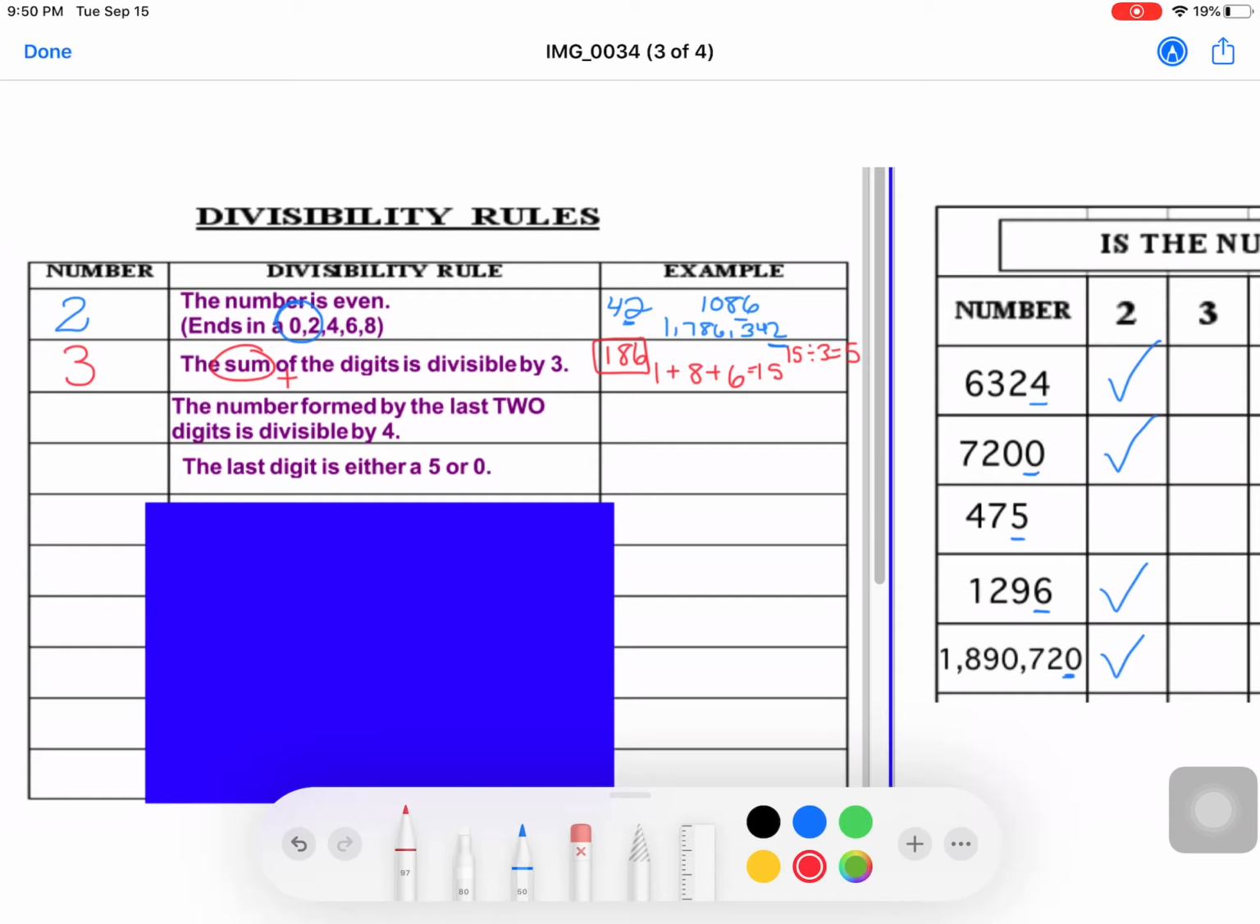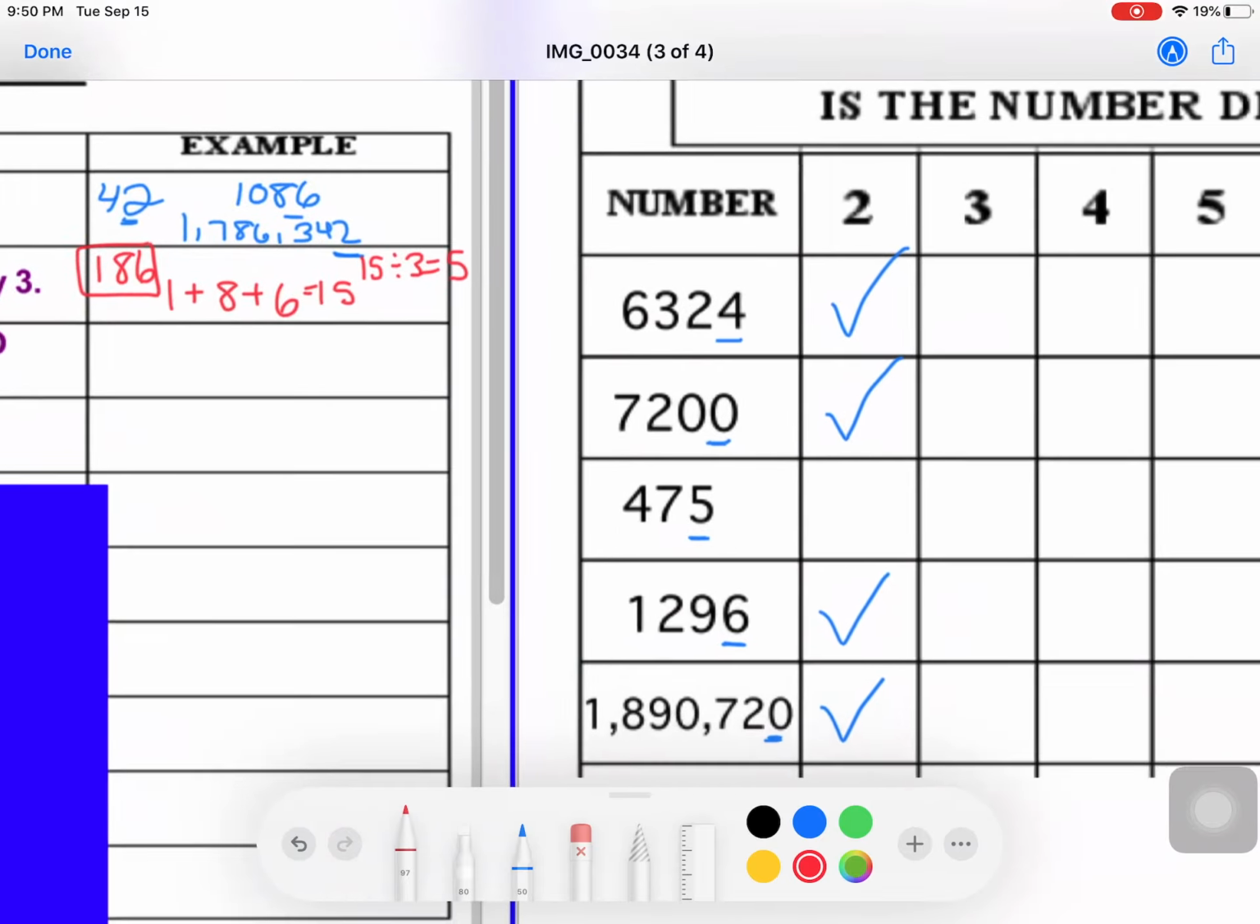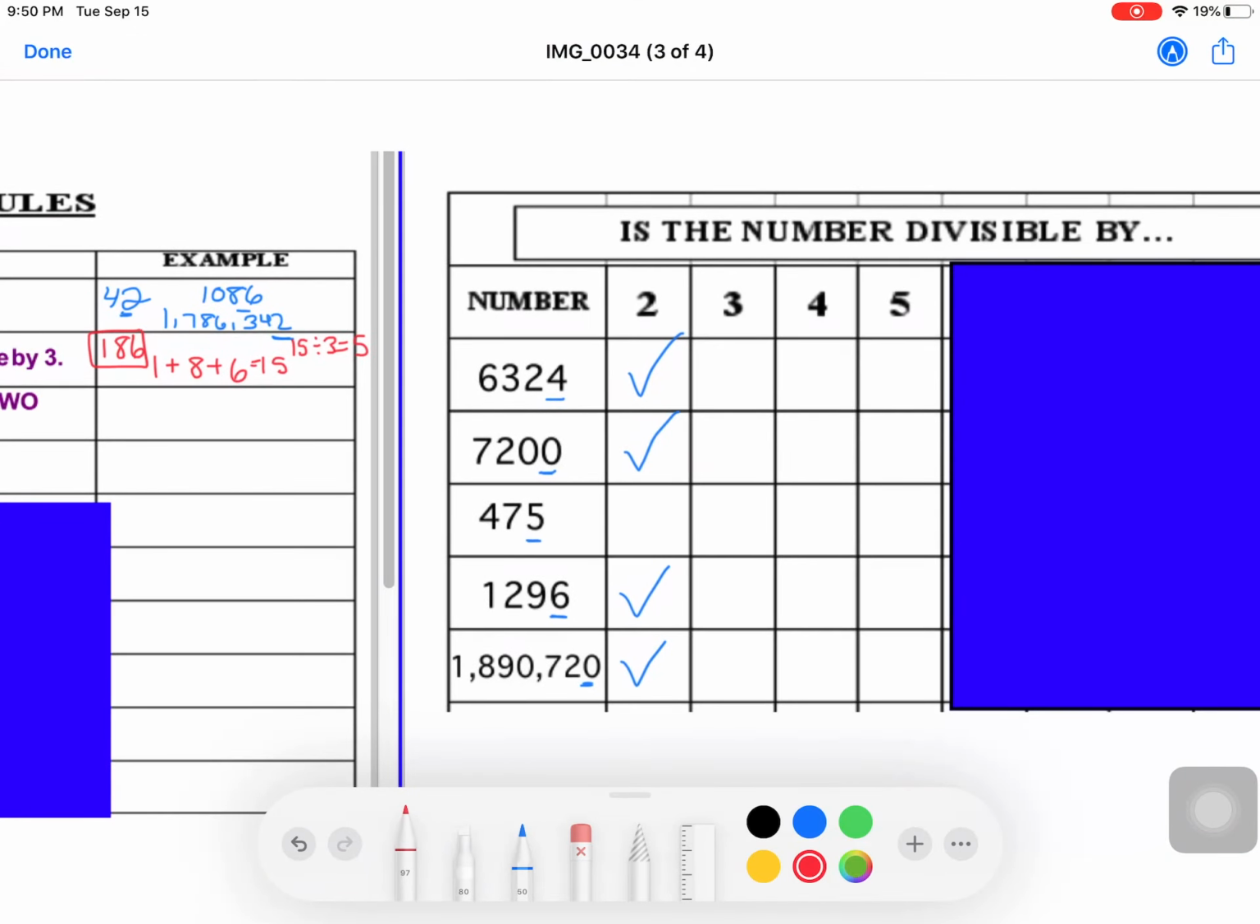So again, it's the sum of the digits. So I'm adding each part of the number. So if I move over to my example over here, I'm maybe going to write this down below. For this first one here, I'm going to add 6 plus 3 is 9. 9 plus 2 is 11. And 11 plus 4 is 15. Does 3 divide evenly into 15? It does. We saw it up there in the other example as well. So that means that 3 would go into 6,324 if I simply add the sum of the digits.